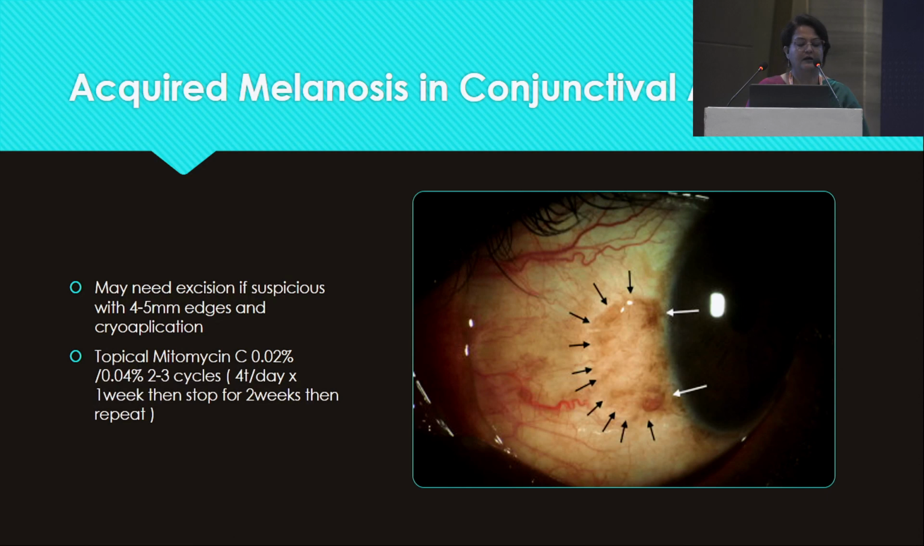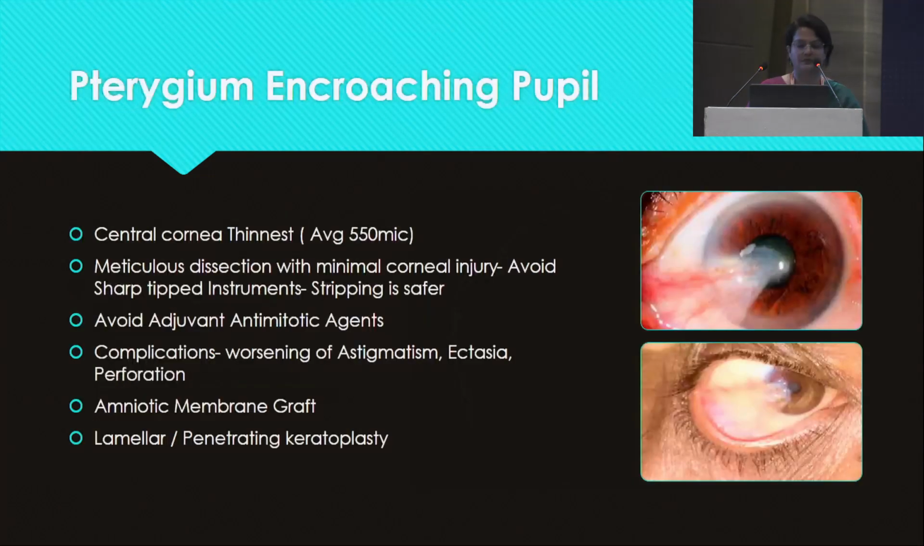So we can dilute the mitomycin C like we do for local application in glaucoma surgery. It can be given 4 times a day for a week, and then you stop it for 2 to 3 weeks and see how the patient is. And if it is all right, you can give the same schedule for 2 to 3 cycles more.